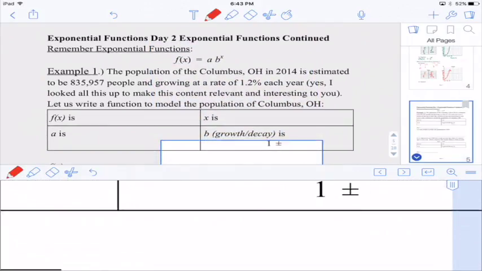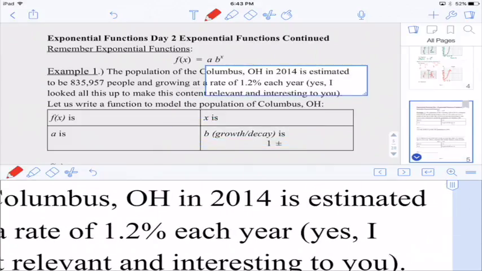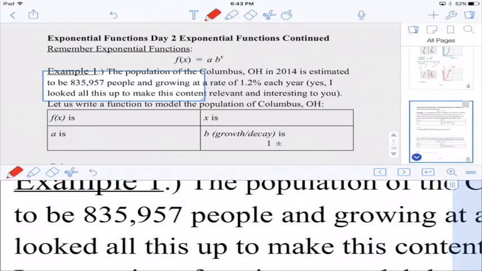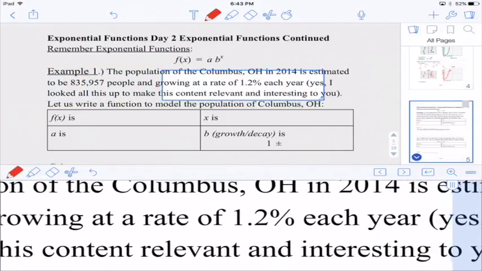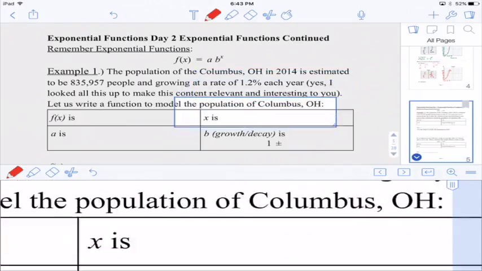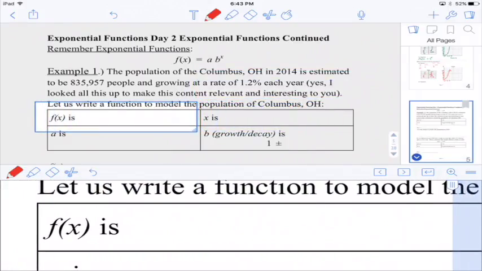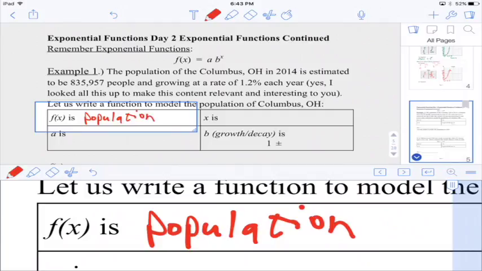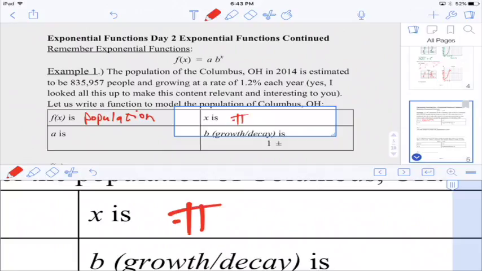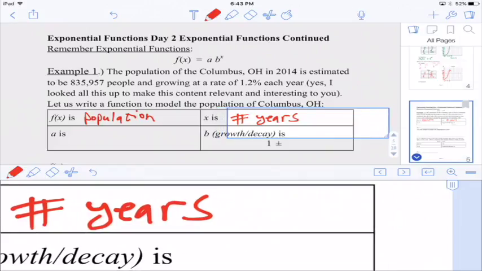The population of Columbus, Ohio in 2014 is estimated to be 835,957. I actually looked this up. And growing at a rate of 1.2% each year. It's a percent increase. So f of x is my number of people, population. That's my output. My input is the number of years since 2014.